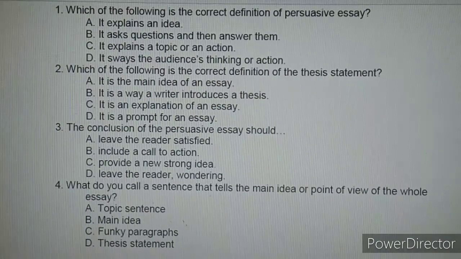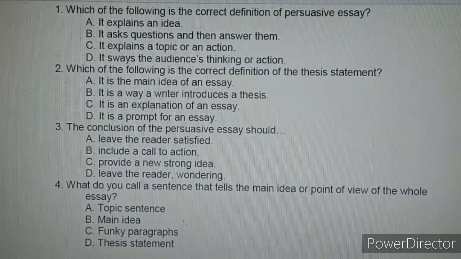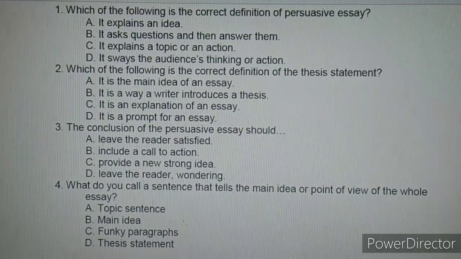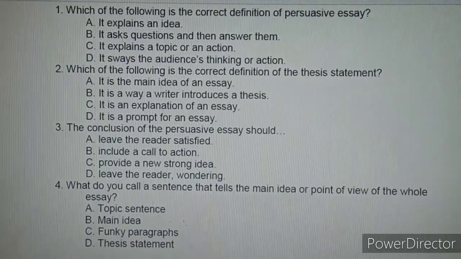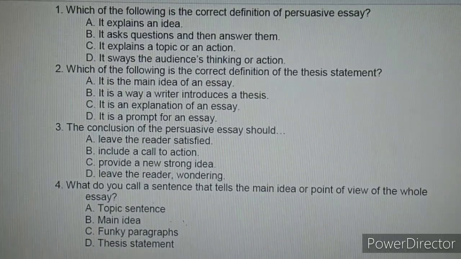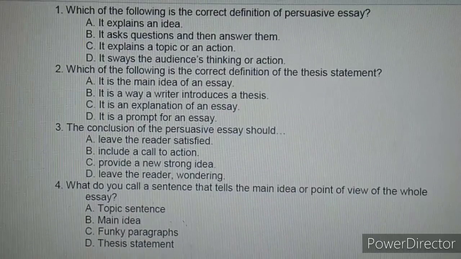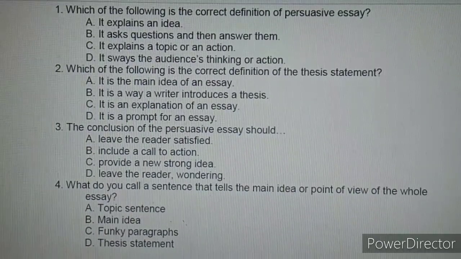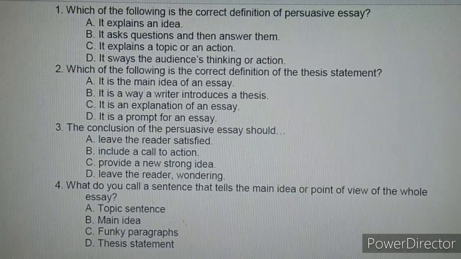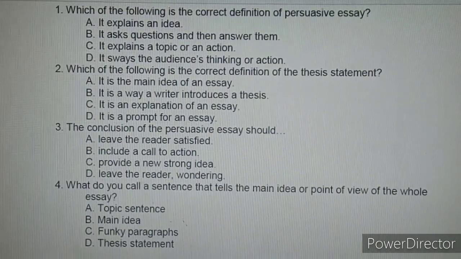Now let's move on to number 2. Which of the following is the correct definition of the thesis statement? A. It is the main idea of an essay. B. It is the way a writer introduces a thesis. C. It is an explanation of an essay. Or D. It is a prompt for an essay. What do you think is the correct answer for number 2? The correct answer for number 2 is A.